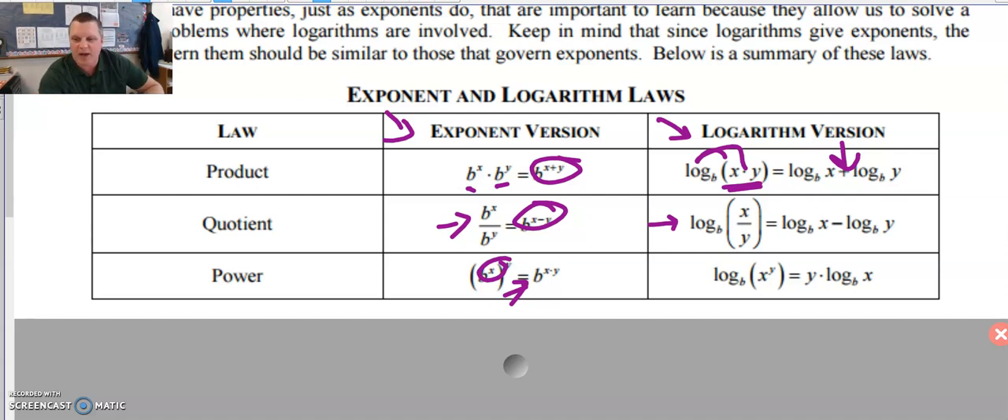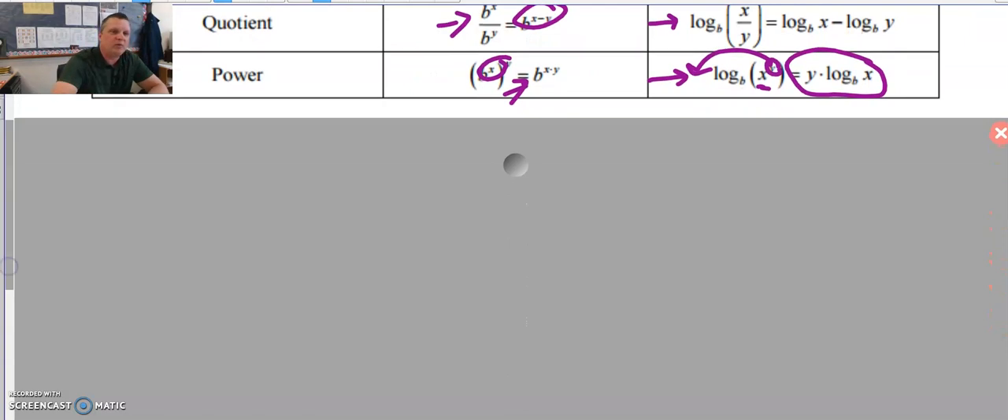The last one, the power rule, where x is raised to the power of y. What happens is the y will come out in front, so I have y times log base b of x. So those are the three laws that we're going to work with today, and we're going to try to remember them, and hopefully working with them will help us remember them.